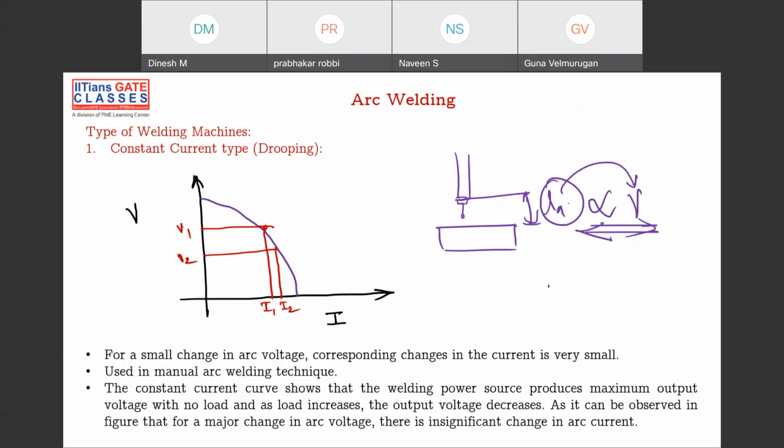If oxygen is more, then it is an oxidizing flame. If acetylene is more compared to oxygen, then it is a reducing flame. And if the ratio of oxygen and acetylene is the same, then it is a neutral flame. And we have also seen which flame is used for which material, and also why, right?